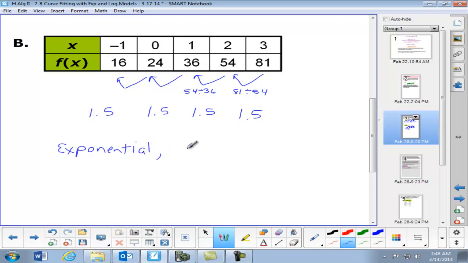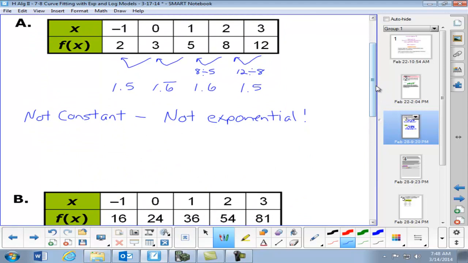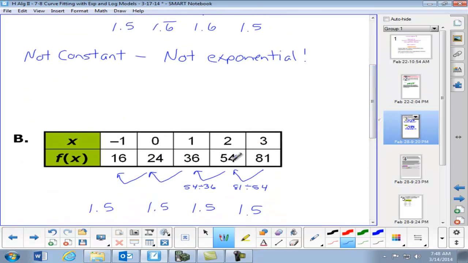And the constant is 1.5. Because it asked us, if it's exponential, what is the constant? Okay, so the first part of your homework, pretty simple tonight, is just looking at these tables and determining if it is exponential. Remember, for exponential, you start here and divide. If you want to know linear, quadratic, cubic, you start here and subtract.